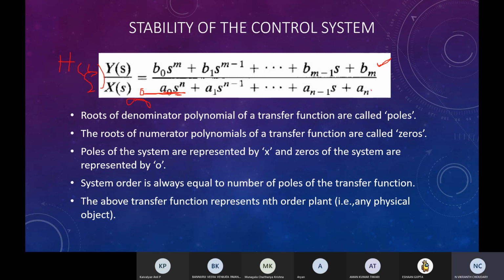So poles are the roots of the denominator and zeros are the roots of the numerator. And the system order is always equal to the number of poles. Here it is an nth order system. The number of poles is equal to the order of the system.